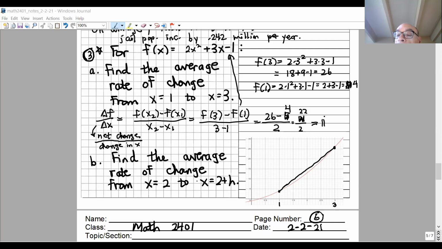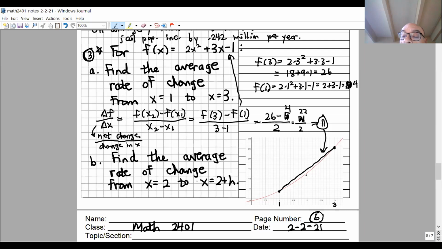And this number 11 that we computed is just the slope of this straight line that connects these 2 points on the curve. Of course, the curve really isn't a straight line. From x equal 1 to x equal 3, it's got some concavity to it. In fact, this curve is concave up. But for the purposes of computing the average rate of change, we're going to treat the curve as though it were a straight line, in fact, this straight line that connects these 2 points.